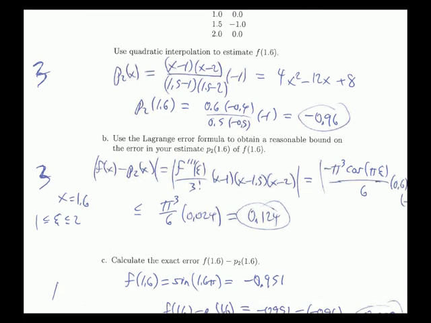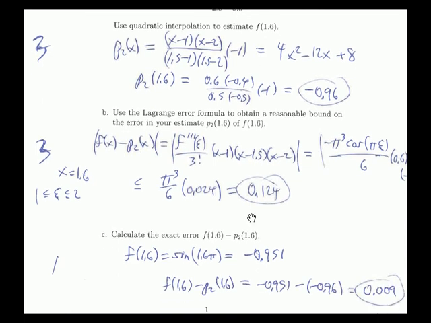Now the third part says, you can actually evaluate that polynomial. Well, we did it here. And you can actually evaluate the function sine of pi x at 1.6. So what's the true error? Well, the true error is 0.009. Our error bound was 0.124, which is a whole lot larger. Well, we didn't claim that was the error. We just claimed it was a bound on the error. It's a pretty large upper bound, but we guaranteed the error is less than that, and in fact it's quite a bit less.